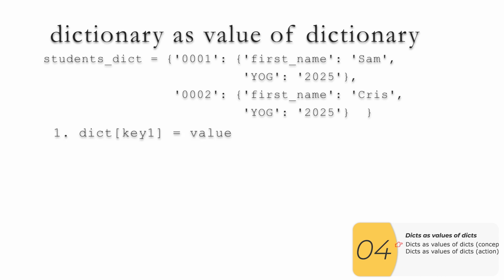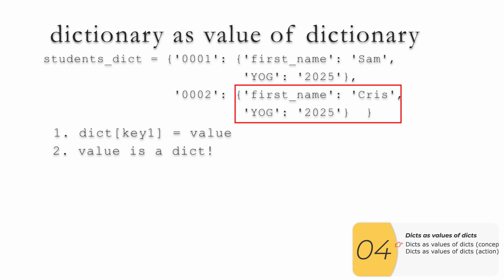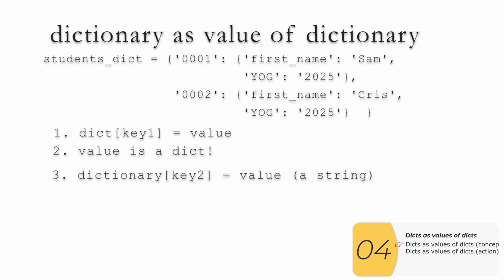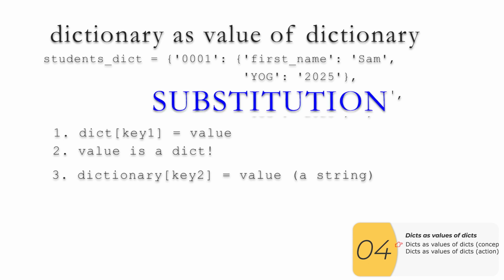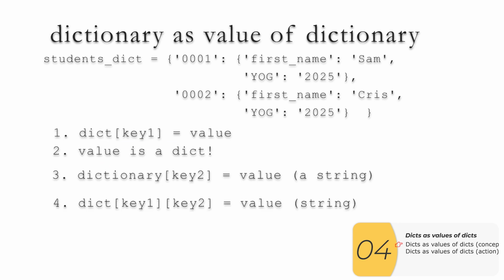We know that dictionary bracket key is equal to a value, and we know that these values are also dictionaries. And so for those dictionaries, again, dictionary bracket key is equal to the value. Once again, we do a substitution. The first dictionary bracket key is a dictionary, so we can substitute that into the second dictionary. And when we do, we get dictionary, the first dictionary, bracket key 1, bracket key 2 is equal to the last value, which is a string.